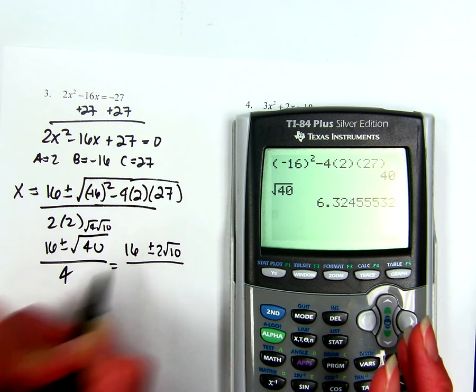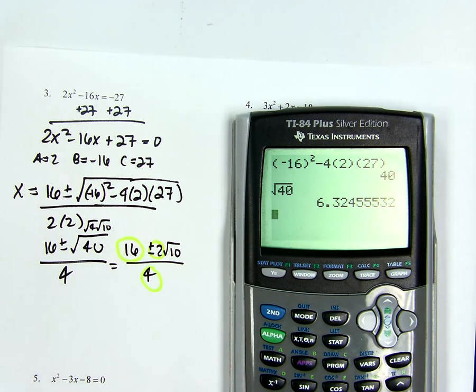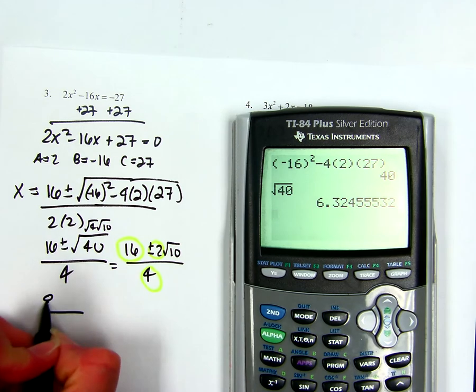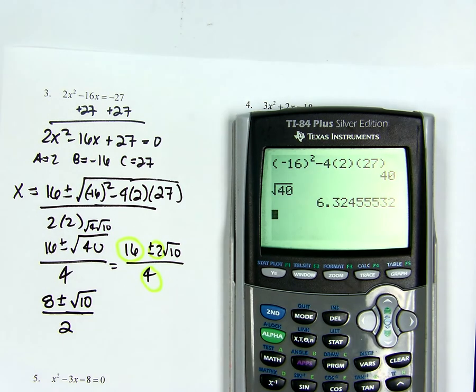And again, you're looking at all the numbers, not the 10, so just the 16, 2, and 4. Can they all be divided? They can all be divided by 2. So there's your final reduced answer, 8 plus or minus root 10 all over 2.